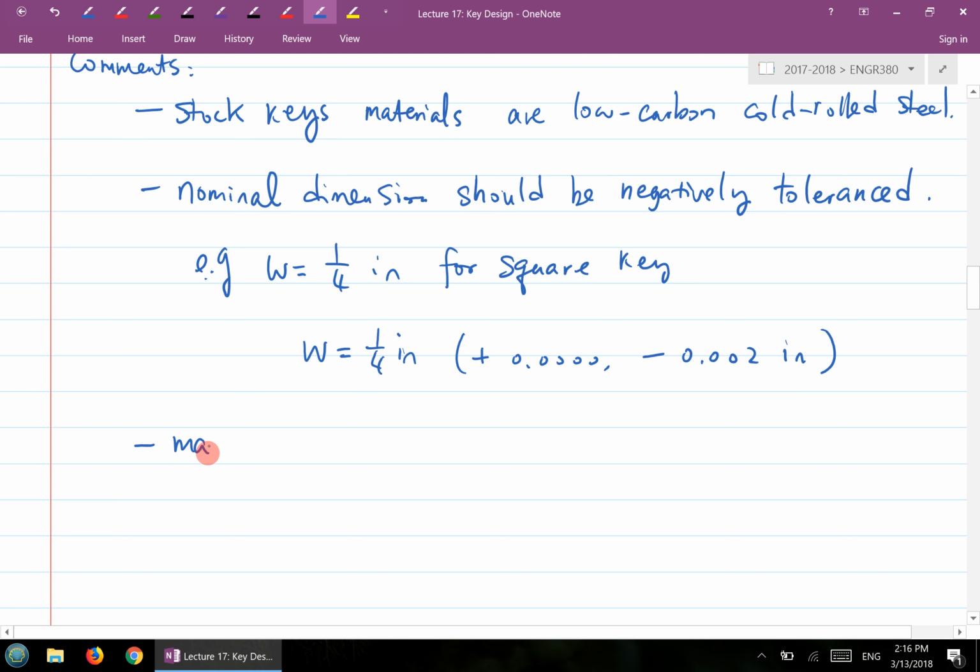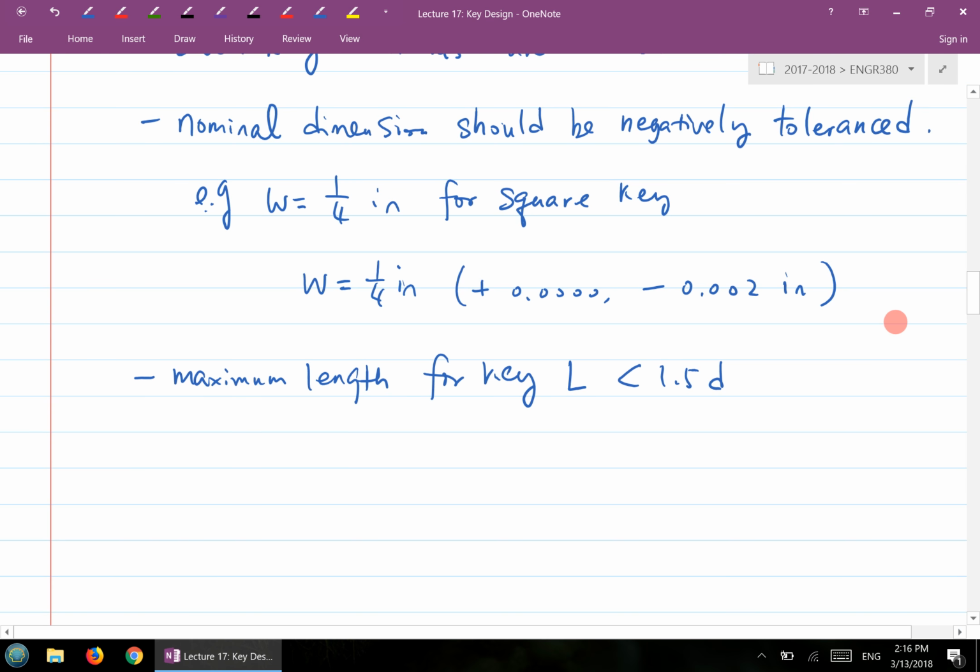And also bearing in mind that when you design the key, the maximum length for the key, which is L, needs to be less than 1.5 times the shaft diameter D, because you basically don't want a very long key seat or very long key applied to the shaft, essentially to avoid unnecessary twist.